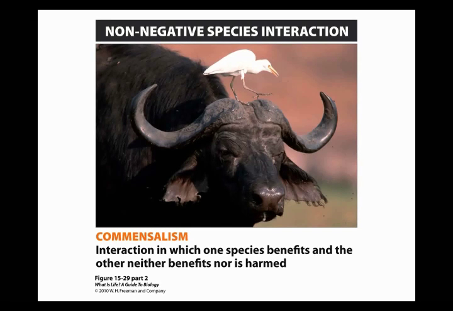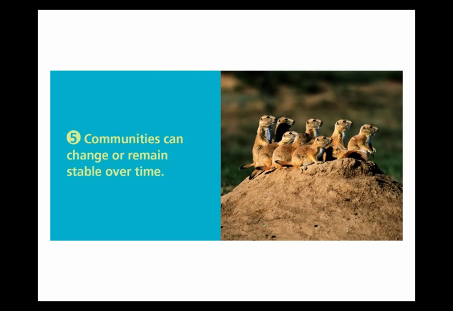In something like commensalism, we have an interaction where one species benefits and the other one is neither benefited nor harmed. So in the case of the water buffalo, the crane is getting a free meal by riding around on the back of the water buffalo, and it's eating the insects off of him, and the water buffalo is neither harmed nor benefited. Nothing really happens to him, but the crane definitely has a positive interaction.